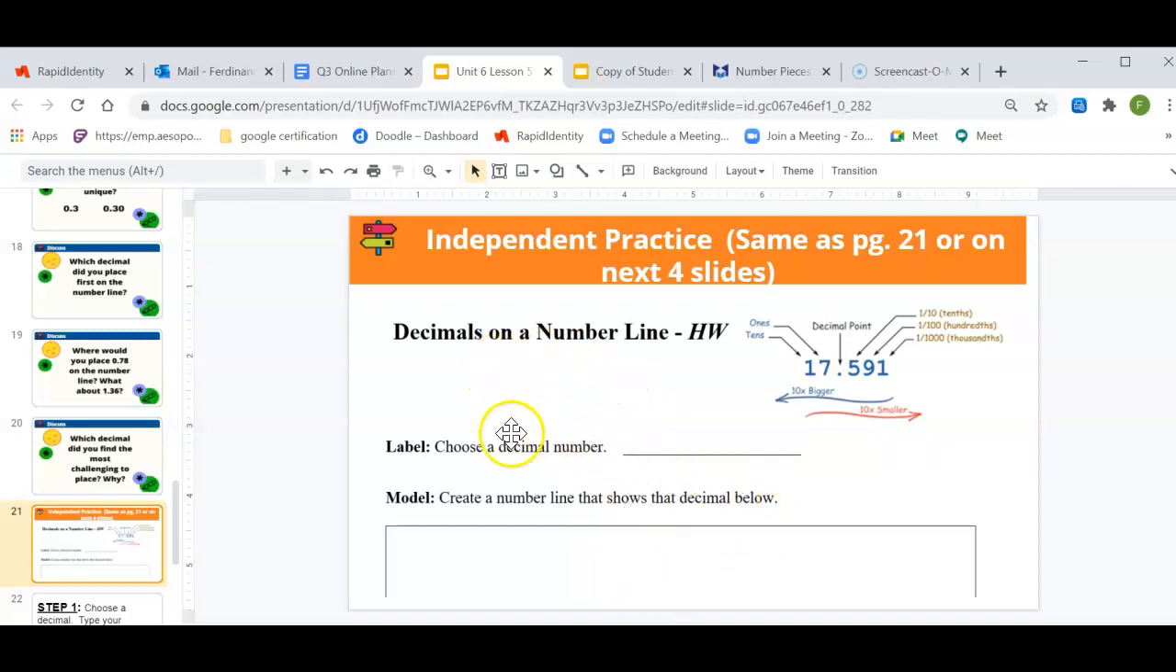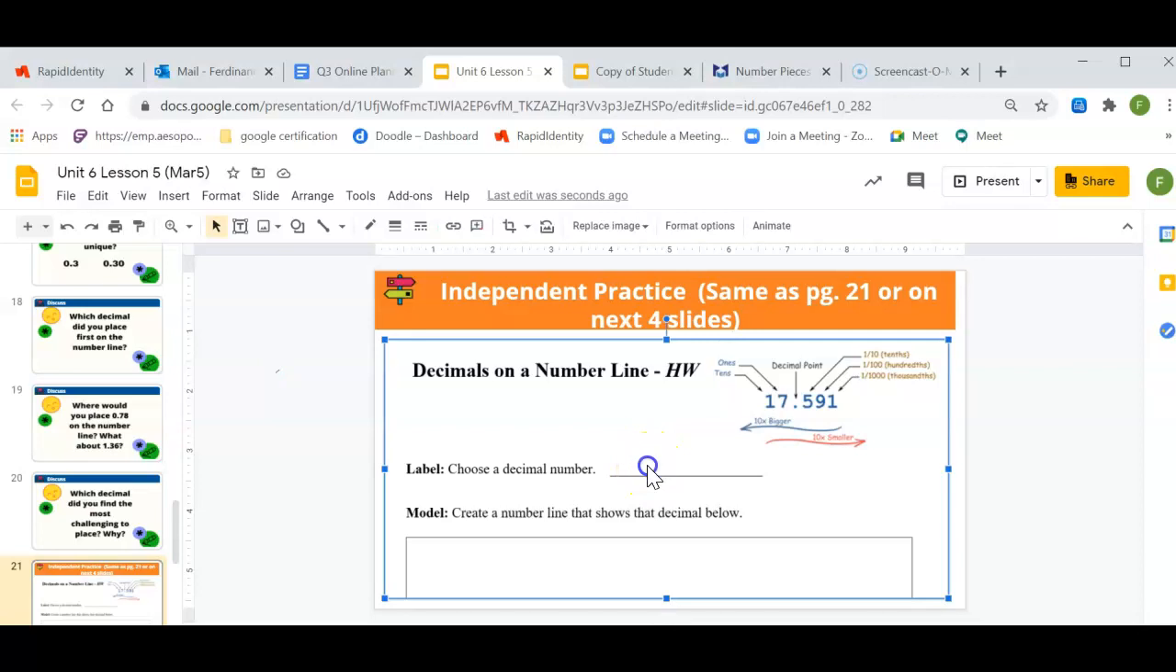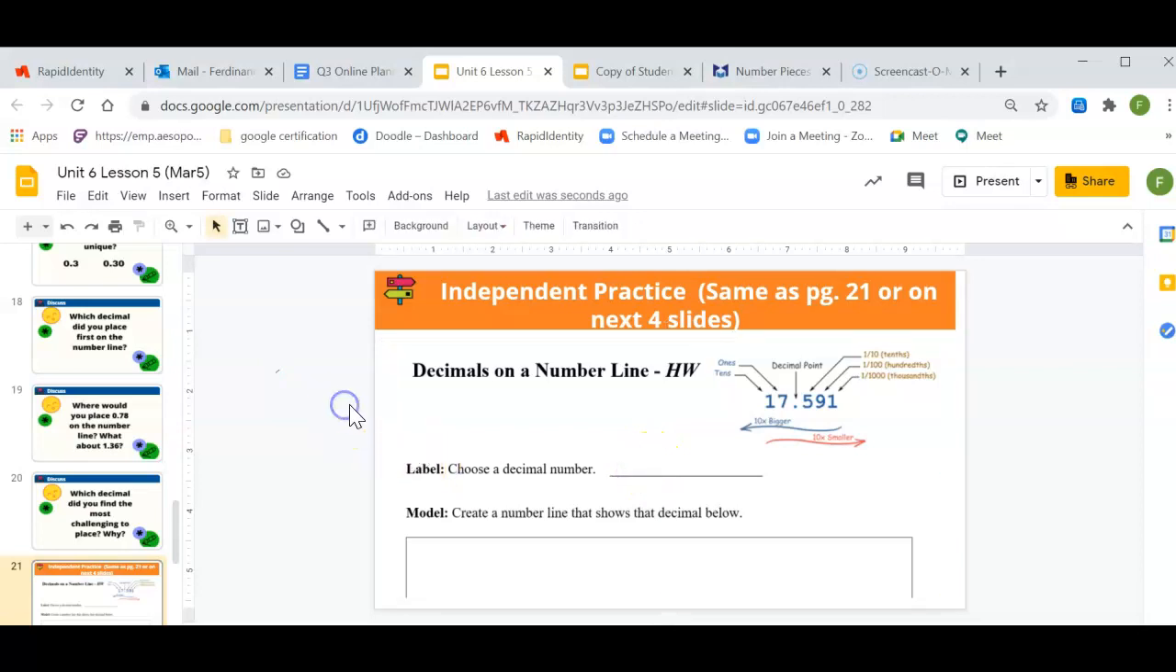So you're going to choose a decimal number. You choose your own decimal right here. And then you would draw a number line in here. You create the number line right here to show that. And you can use the scribble tool to do it.